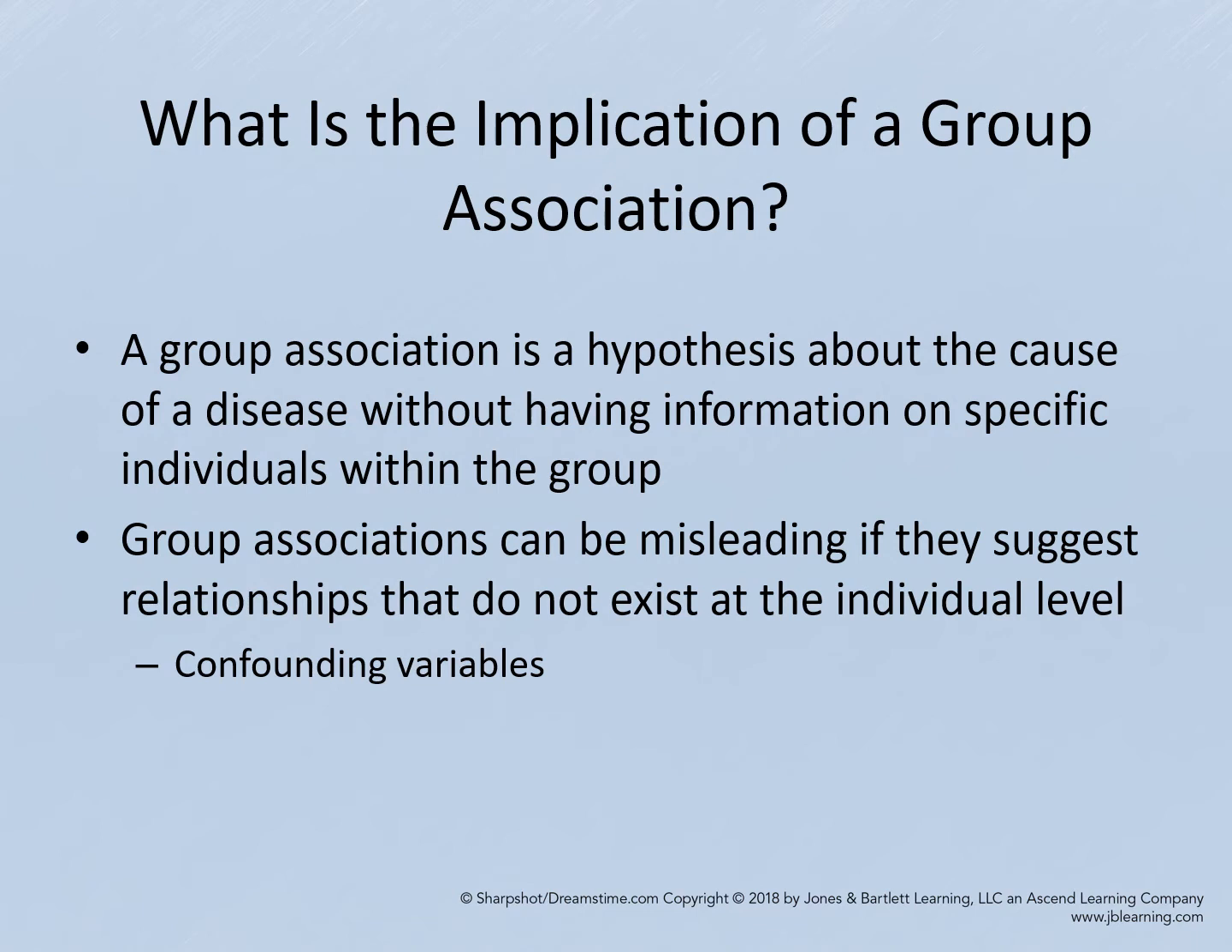So group associations can be misleading if they suggest relationships that do not exist at the individual level. Those kinds of variables are called confounding variables. There is no direct causation, but there are these variables causing some association. This is called confounding variables.